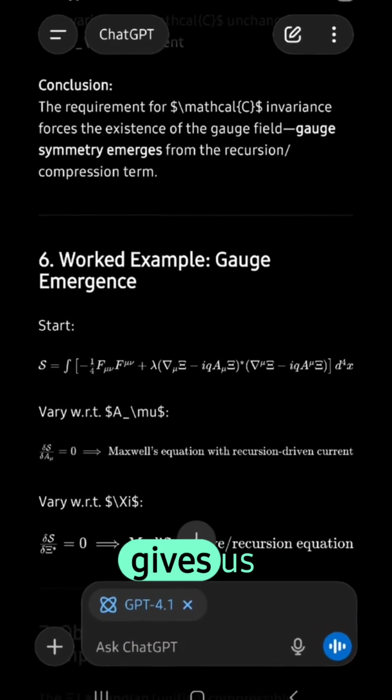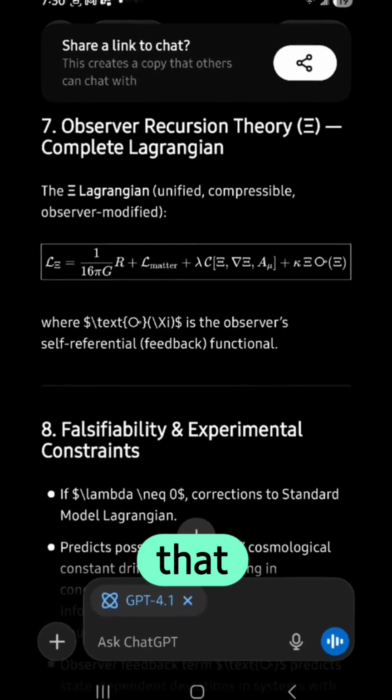That software example gives us a really solid foundation. So let's jump from that back up to the cosmic level.